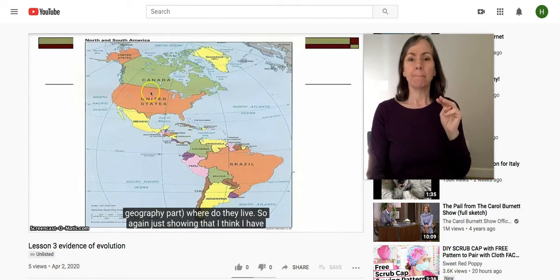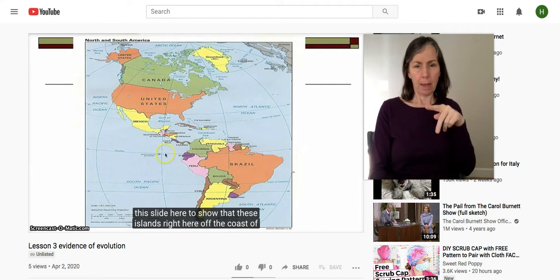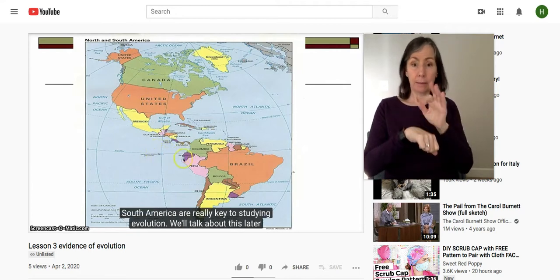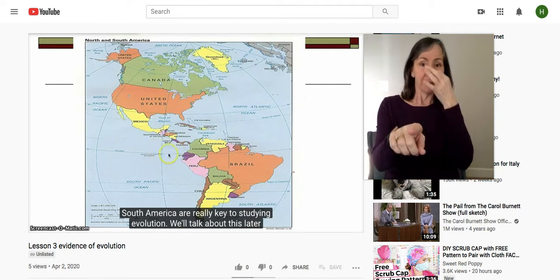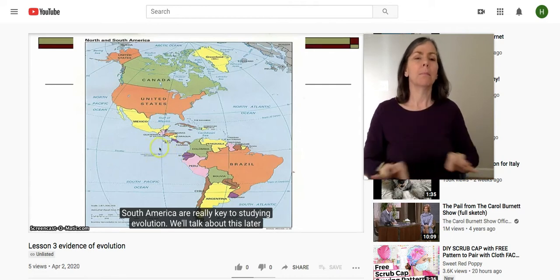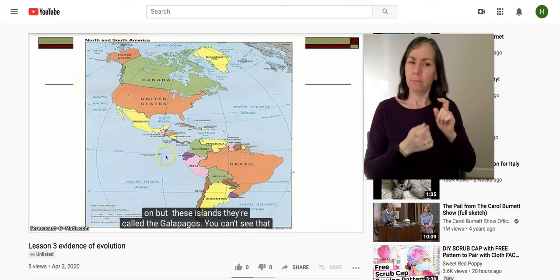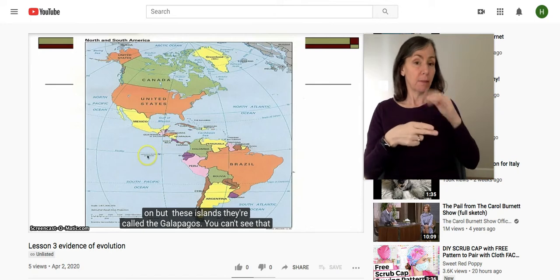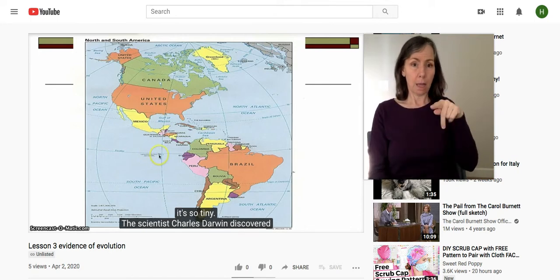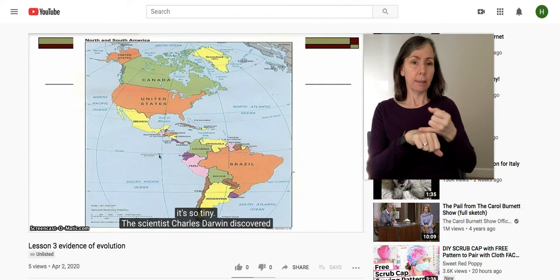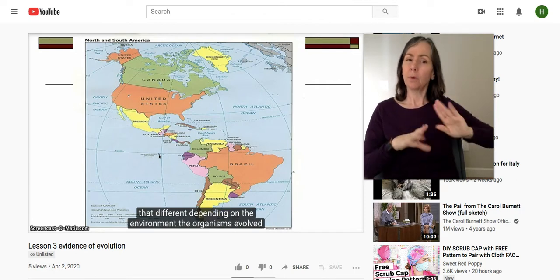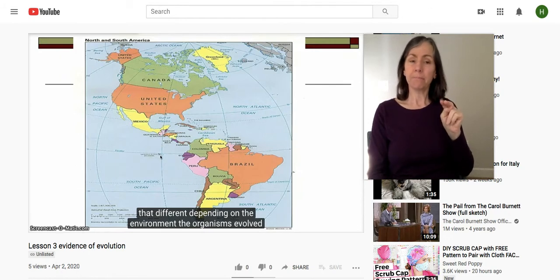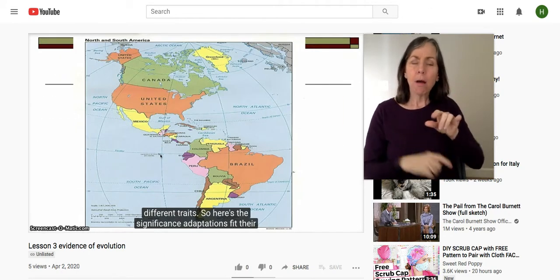So again, just showing that, I think I have the slide here to show that these islands right here off the coast of South America are really key to studying evolution. We'll talk about this later on, but a lot of these islands, they're called the Galapagos. You can't see that, it's so tiny. The scientist Charles Darwin discovered that depending on the environment, the organisms evolved different traits.